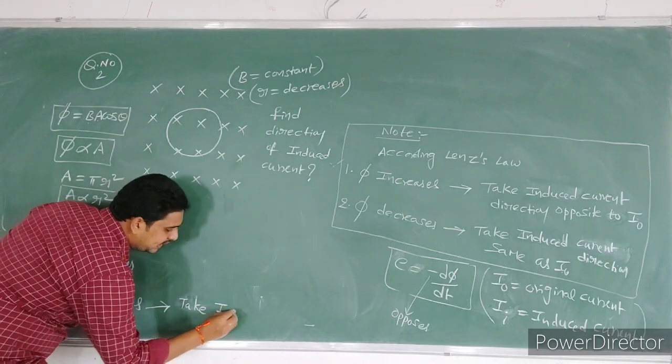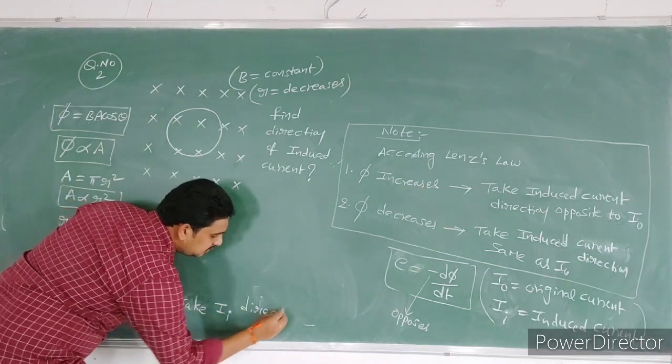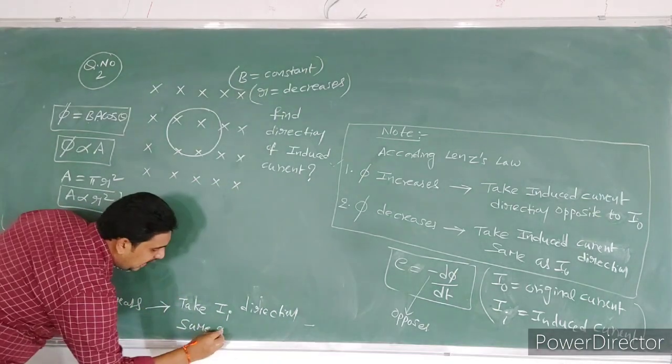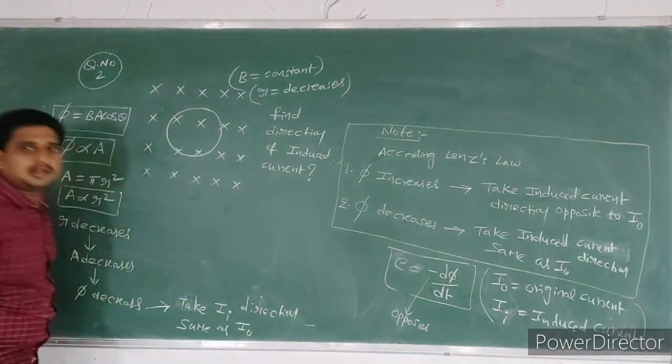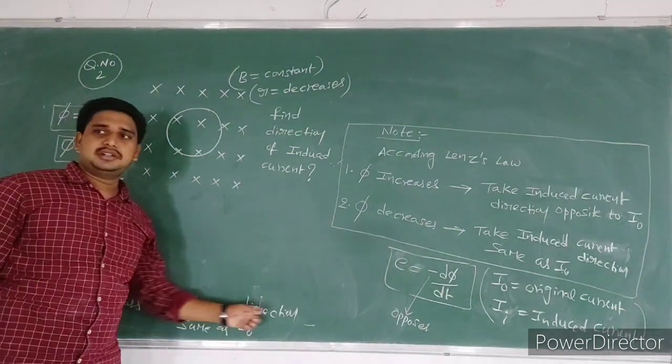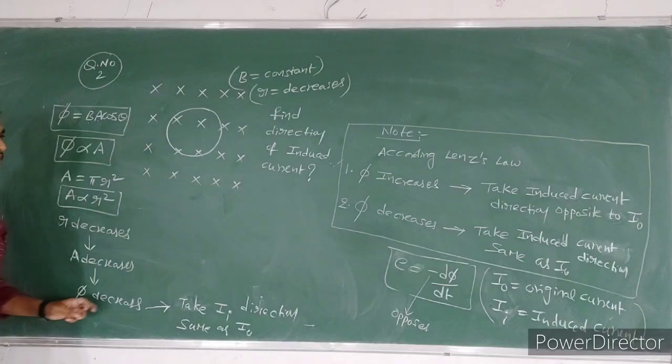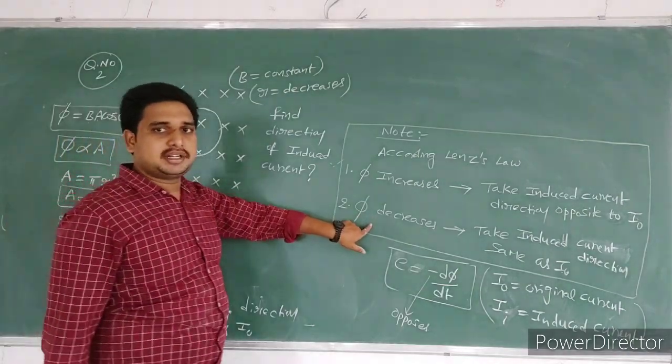If flux decreases, take the induced current direction same as I naught. Okay, the induced current direction is considered the same as I naught, because here flux decreases. So this comes under the second note point.